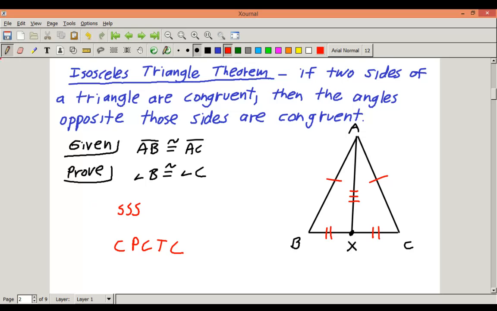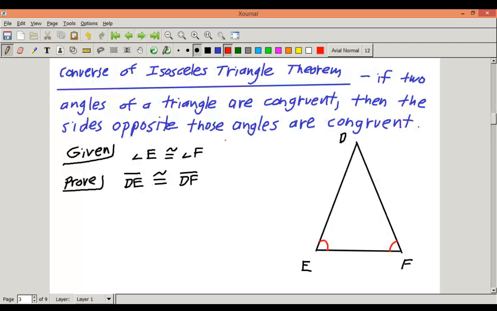Okay, let's take a look at the converse of the isosceles triangle theorem. That's when you switch the hypothesis and conclusion. So the converse says if two angles of a triangle are congruent, then the sides opposite those angles are congruent. So we literally just switched angles and sides. In this diagram, triangle DEF, we're given that angle E is congruent to angle F. And we're trying to prove that side DE is congruent to side DF.